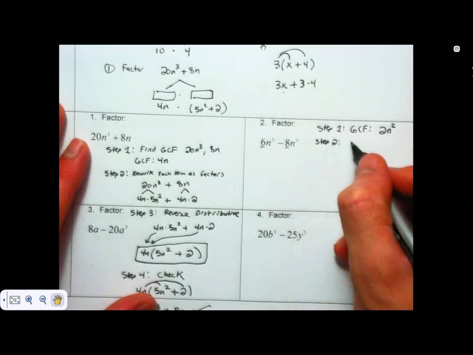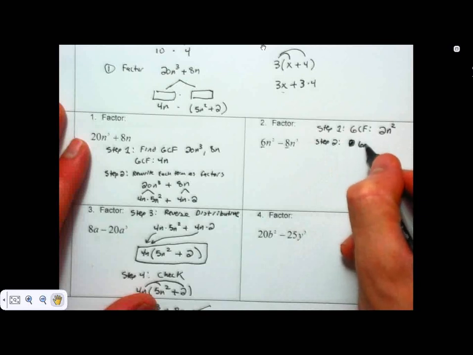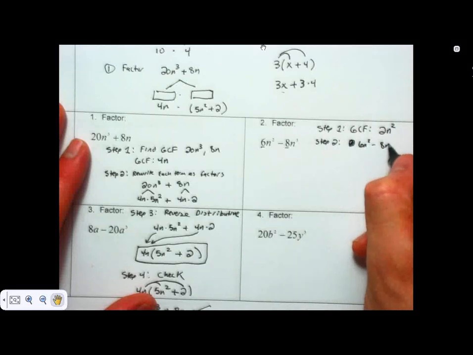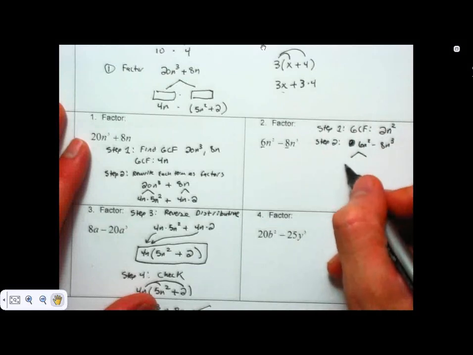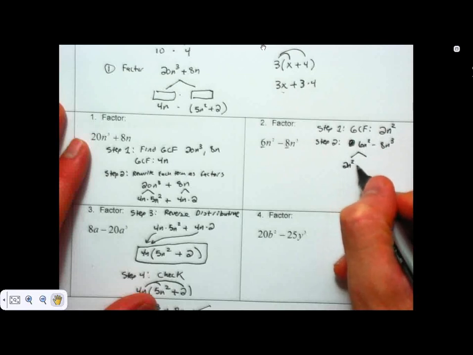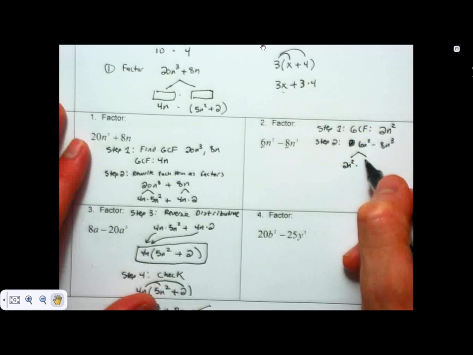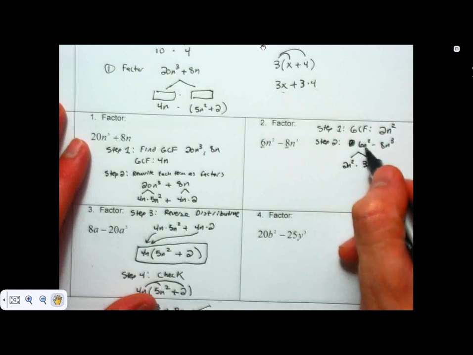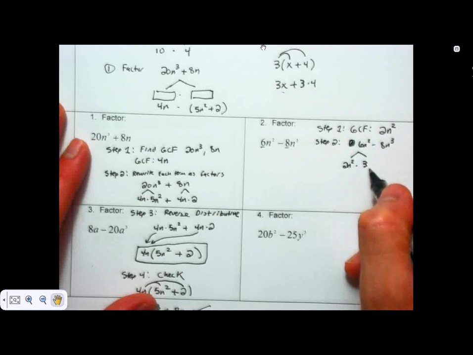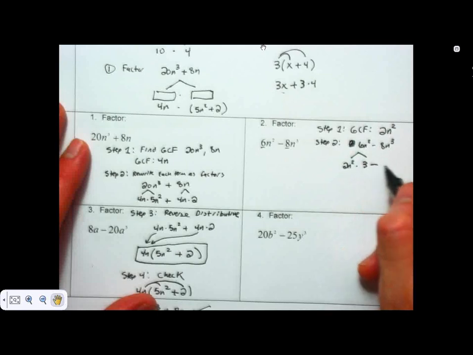as factors. So I've got 6n squared minus 8n to the third. So that must mean that 6n squared is going to be written as 2n squared times, well, this is the tricky part, is figuring out what's left over. So if I started with 6n squared, 2 times 3 gives me 6. And then since I already have the n squared here, and I started with n squared, that's all I really need. And then I've got a minus.